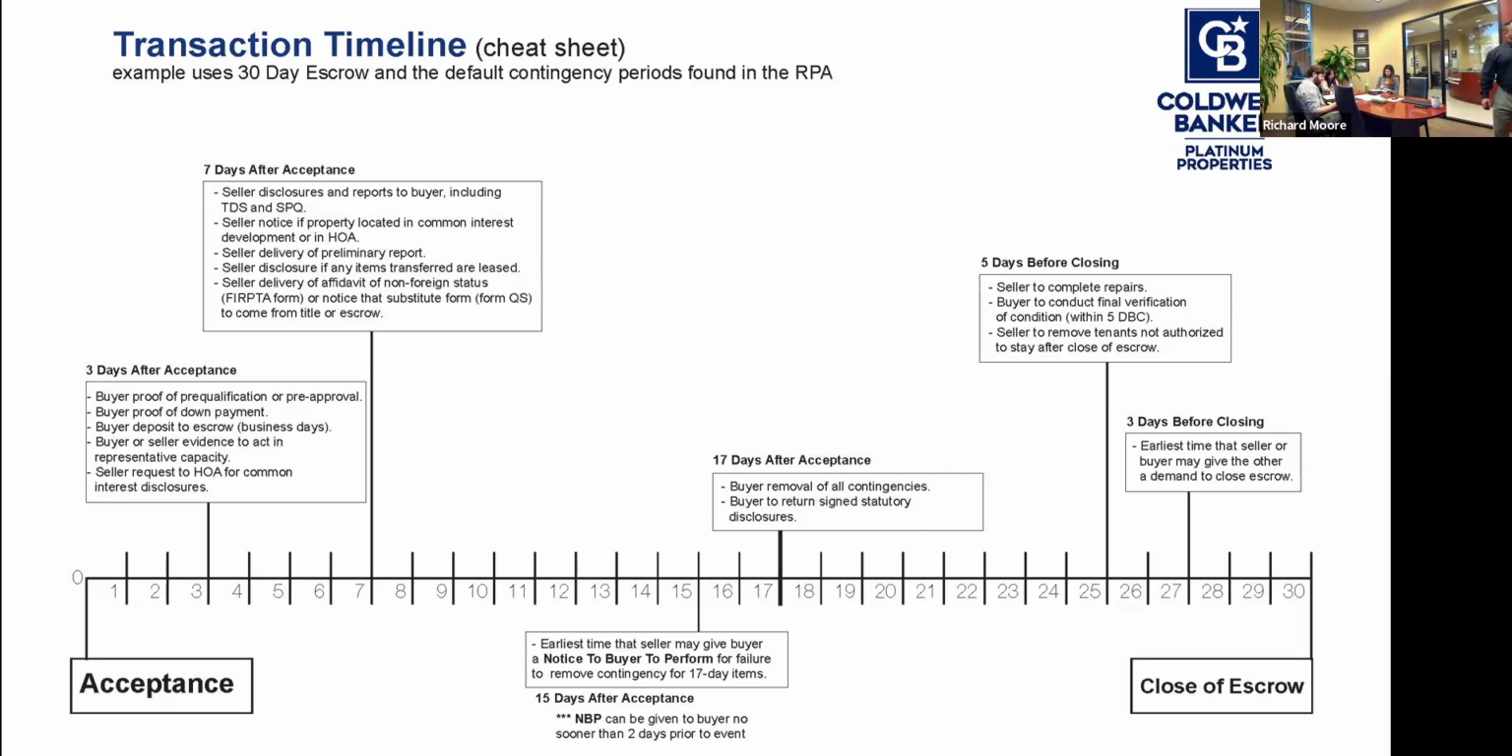Again, you want to order your inspection schedule within the first 3 days. Okay, so by the 7th day, the seller's disclosures and reports to buyer, including TDS, should have already been in. So the seller's gonna send any seller's disclosures regarding the property to the buyer's agent. And what you're gonna do as a buyer's agent is review all that with your client, have them sign it, and return it.